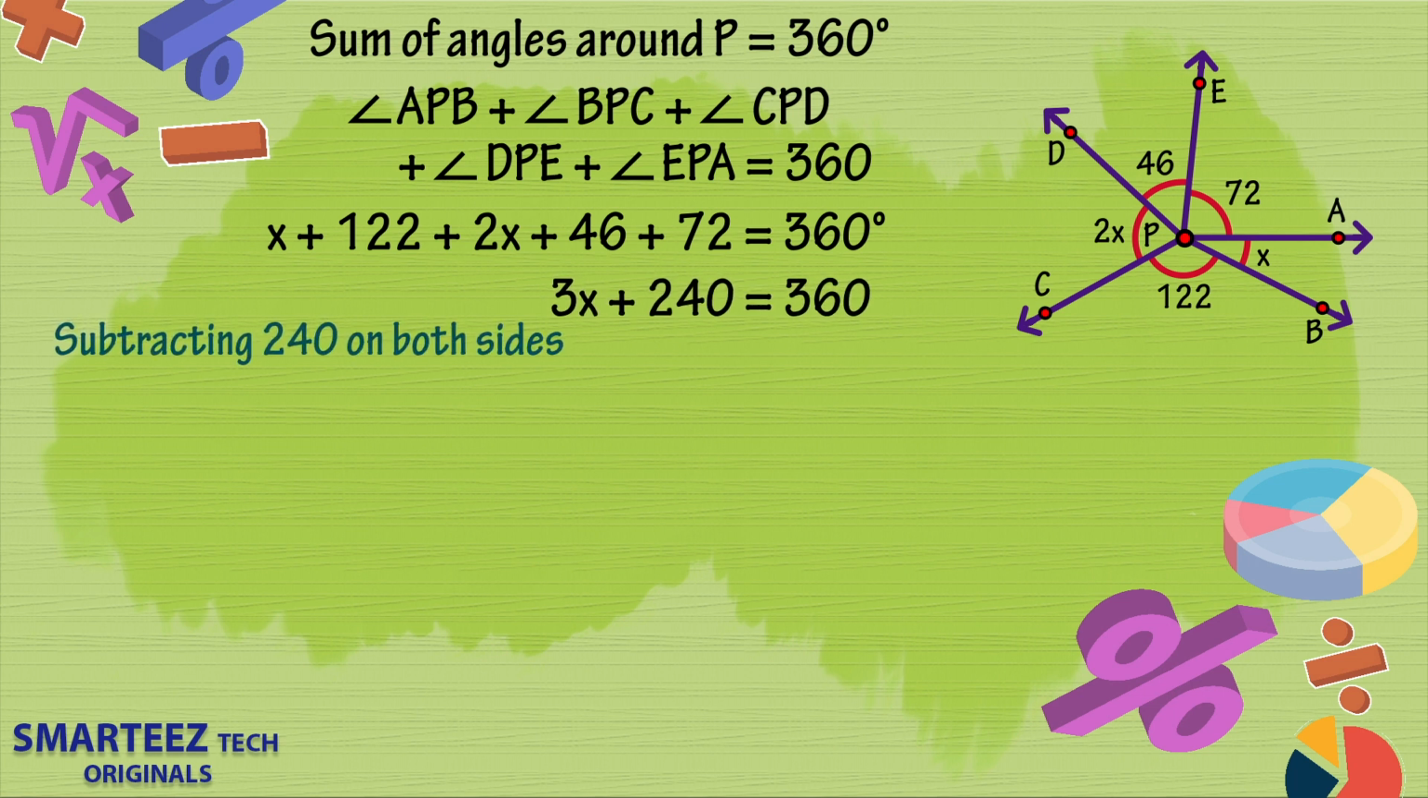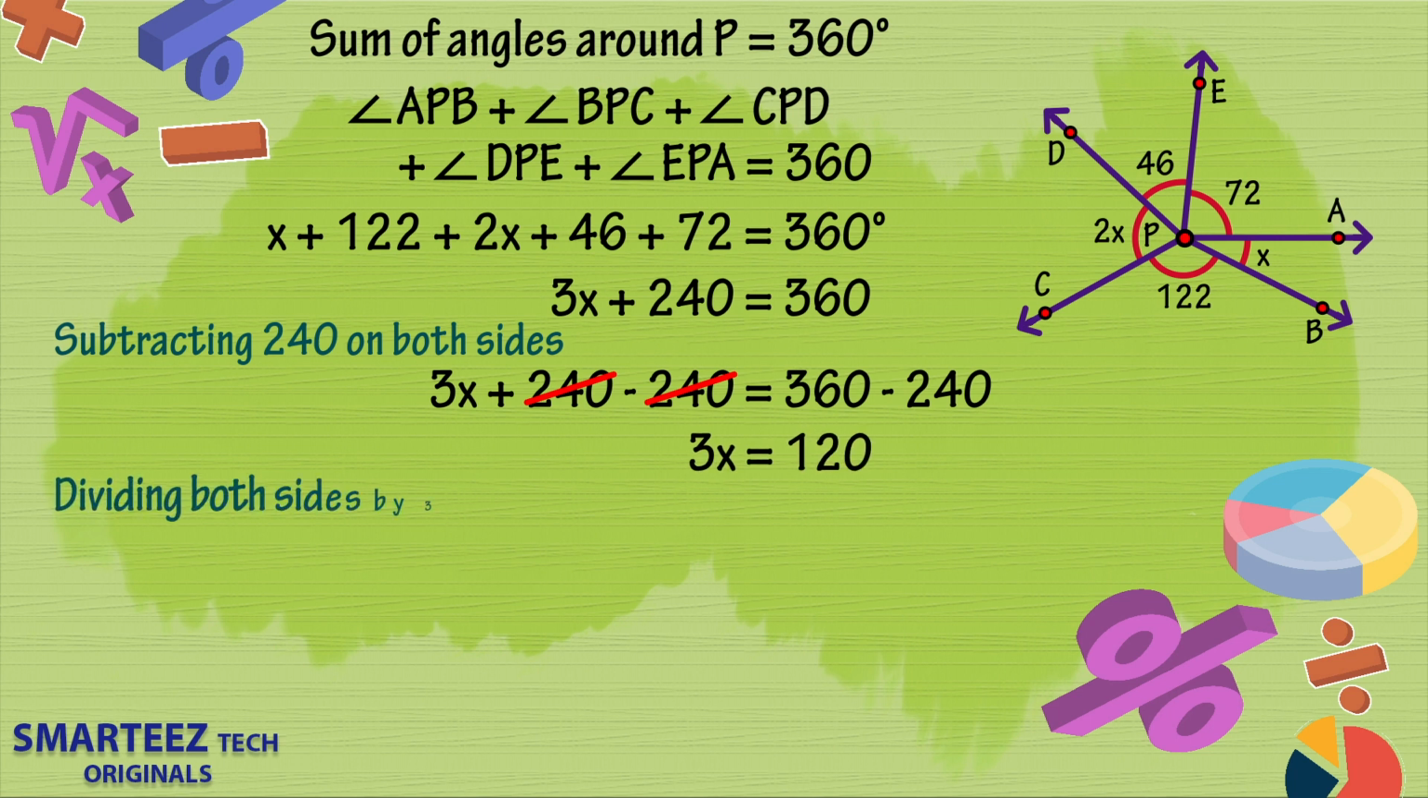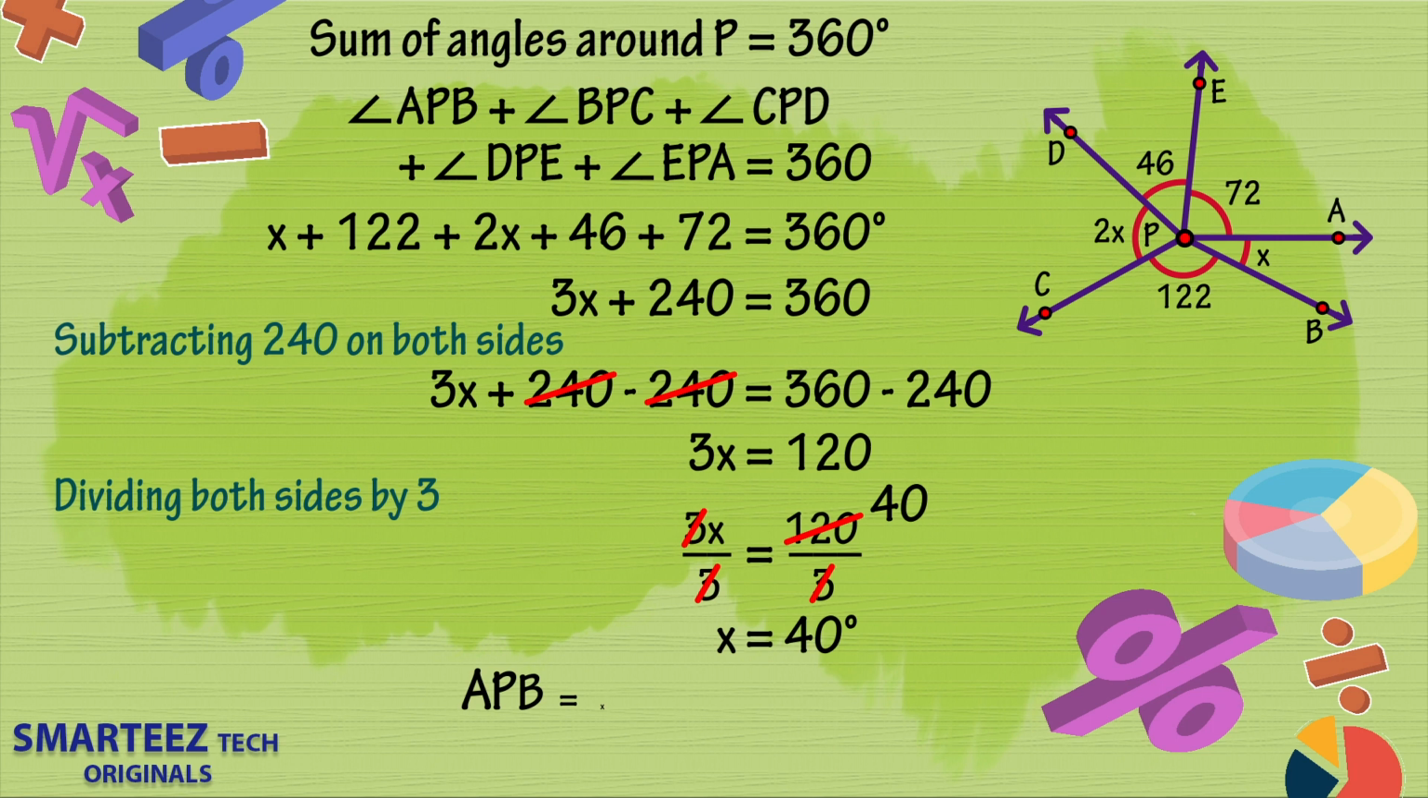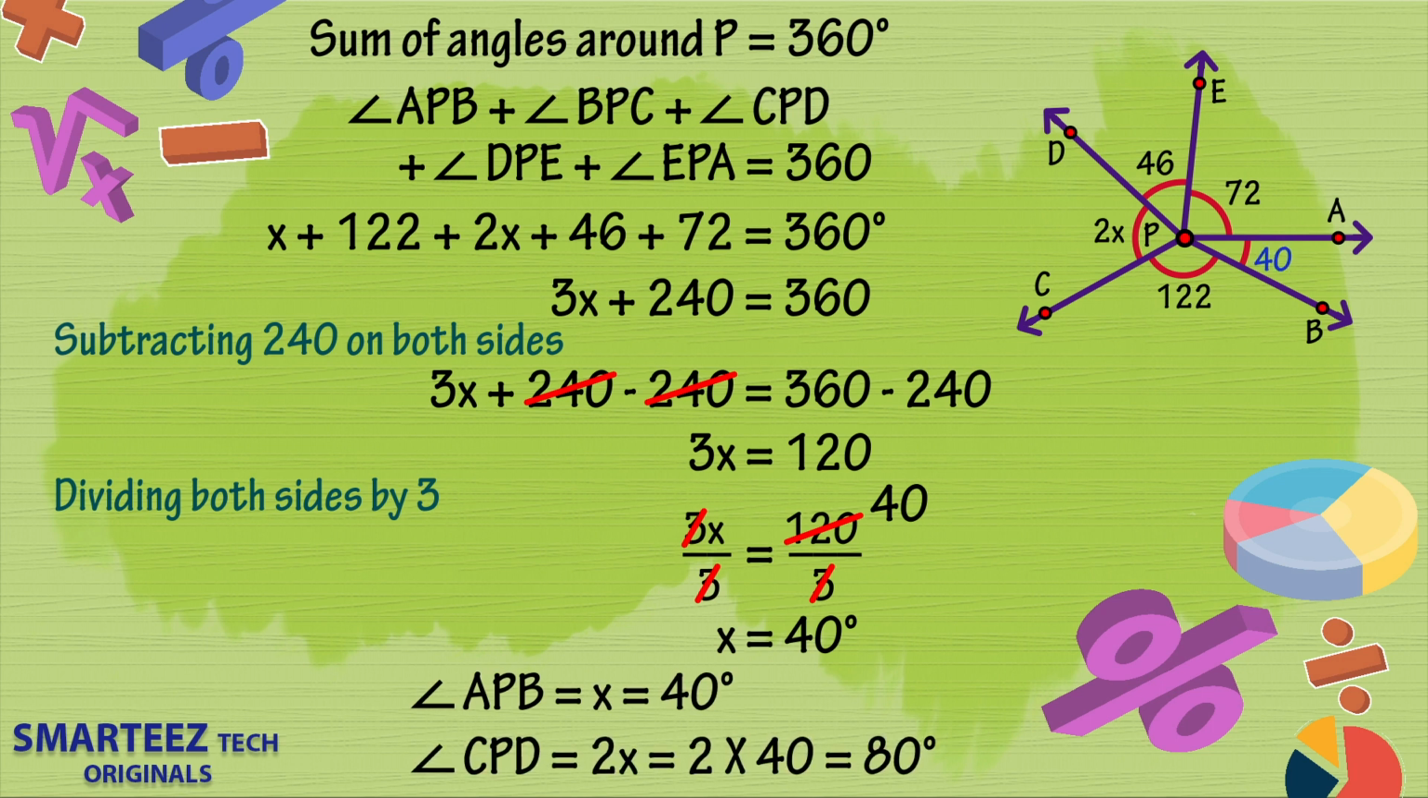Subtracting 240 on both sides, 3x plus 240 minus 240 equals 360 minus 240. 3x equals 120. Dividing both sides by 3, 3x over 3 equals 120 over 3. Simplifying, we get x equals 40 degrees. So angle APB equals x equals 40 degrees. Angle CPD equals 2x equals 2 times 40, which equals 80 degrees.